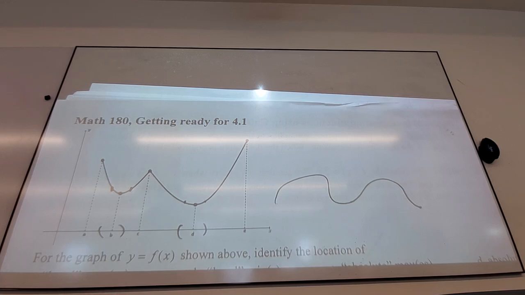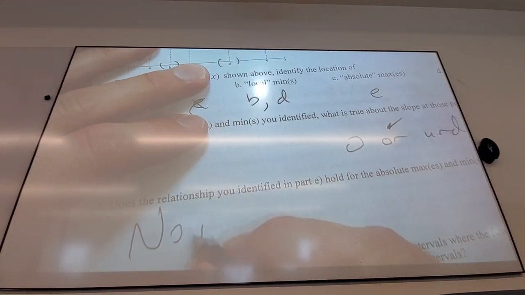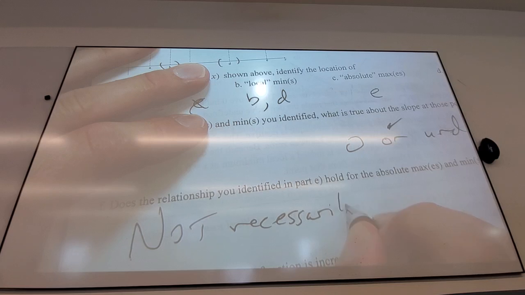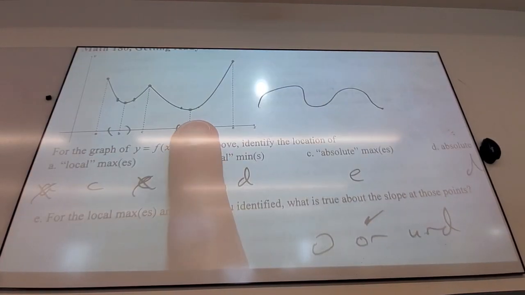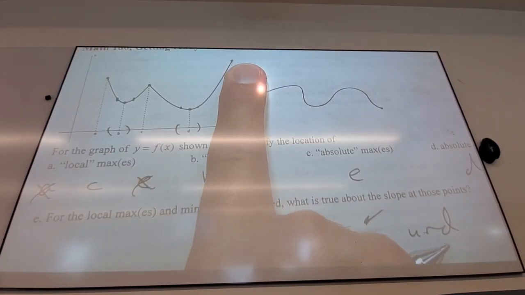Where'd the absolute min happen? At D, at a local min, didn't it? Where the absolute max happened, it happened at an endpoint. So it seems like absolute maxes and mins can either occur at a local min or max, or it could happen at an endpoint. Yes? Maybe? Okay. Look at it. So this would be not necessarily. It does for the absolute min, but it did not for the absolute max.